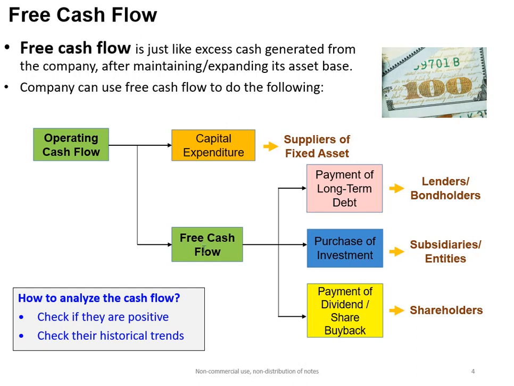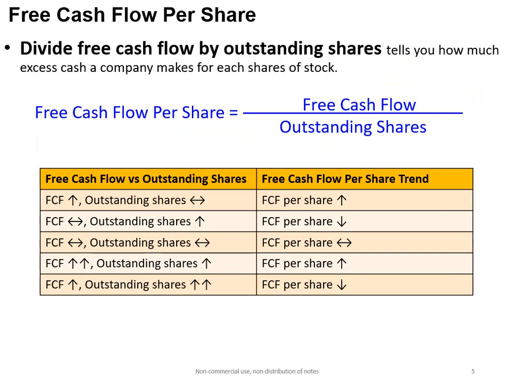So how to analyze free cash flow? Number one, you need to check whether this number is positive. Number two, you want to look at the historical trend. If you divide the free cash flow by outstanding shares, that will tell you the free cash flow per share. In this table, I will show you how the company's free cash flow per share goes up or down.